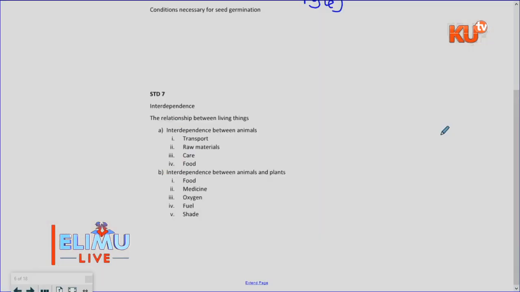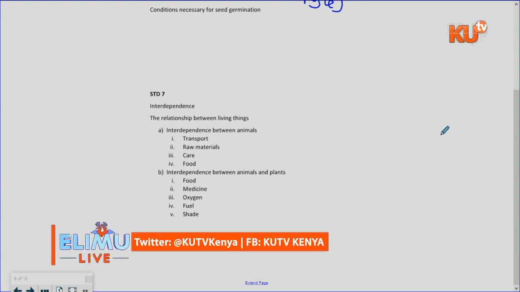So we have plants and animals. So we can have interdependence between animals, and examples of interdependence between animals: we have transport, we have raw materials, we have care, we have food. Interdependence between animals and plants can have food, medicine, sorry, I have to really move very fast, oxygen, we can have fuel, and we can have shade.